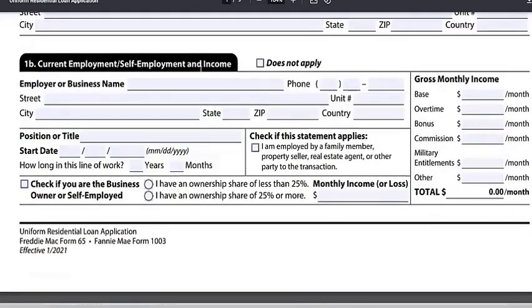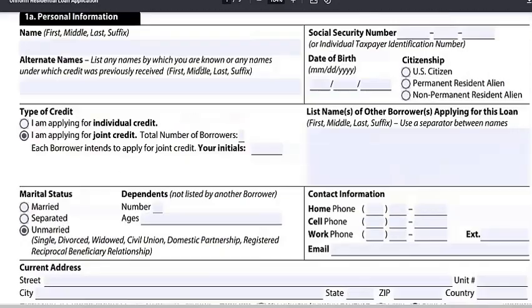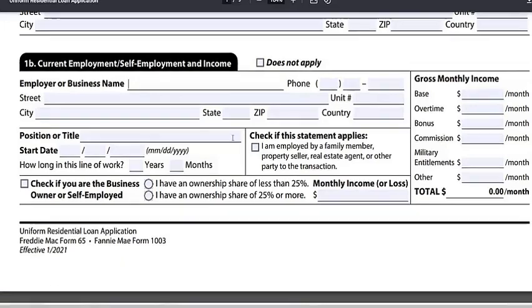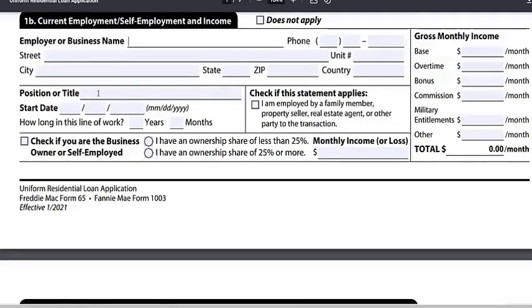Then current employment. So borrower personal information is done up to this point, and now they are starting with the current employment, self-employment and income. If it does not apply, sometimes there is a possibility that the borrower is not earning, but the additional borrowers are earning. Or maybe they are not employed, they can check the does not apply box. Otherwise, employer or business name, then street, city, phone number, unit, country, all the information, position held. So if someone is working as a manager or the owner, they can write owner. Start date, when they started this job or this business, needs to be written here.